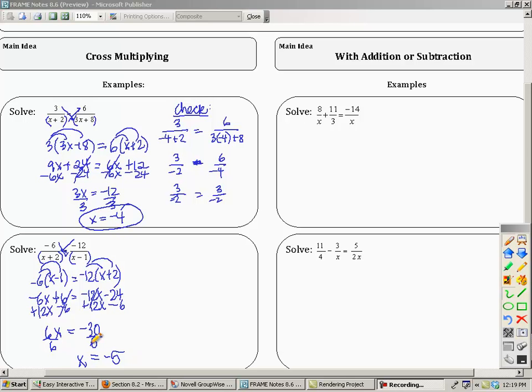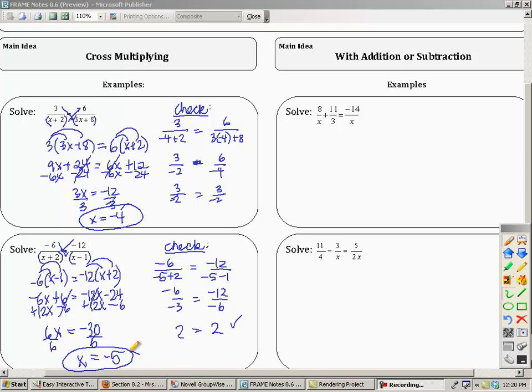Now, before I do anything, I just want to make sure I'm checking. So let's plug it in. Negative 6 over negative 5 plus 2 equals negative 12 over negative 5 minus 1. Well, this is negative 6 over negative 3. This is negative 12 over negative 6. This 6 over 3 gets me 2. Negative 12 over 6 gets me 2. The answer is yes, so I circle my answer. Okay, now we just want to make sure that you're going through and checking them each time. You can use your calculators, though, if you need.